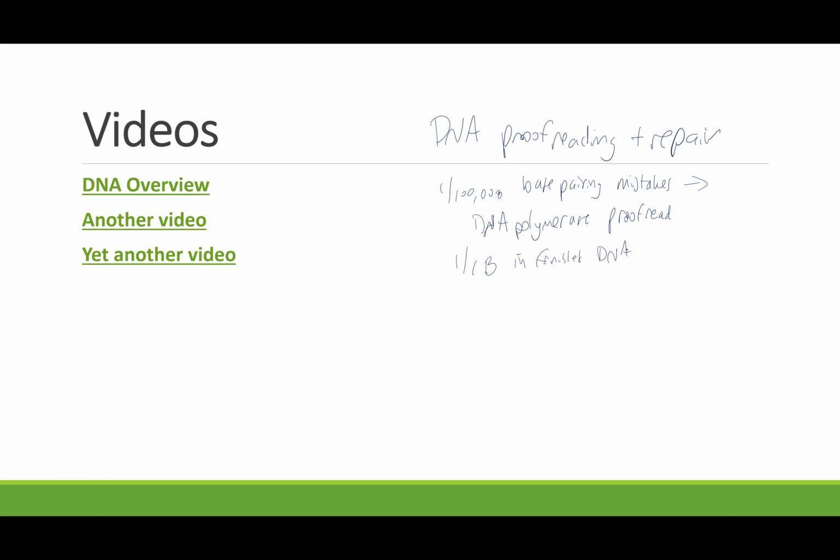Of your finished DNA, there's a mistake about 1 every 1 billion base pairs in finished DNA. But there are ways to actually correct that after that too. So in the finished DNA, there are other enzymes that are involved that can do what's called mismatch repair. So after the final DNA product is made, there are enzymes that can come through and cut out a mismatch and put in the correct one.